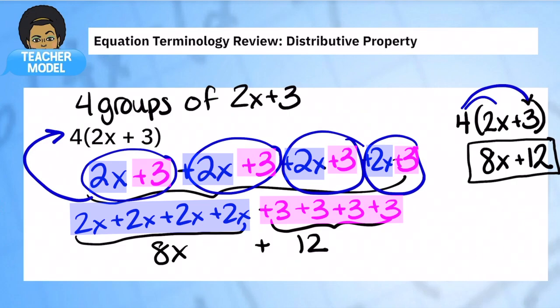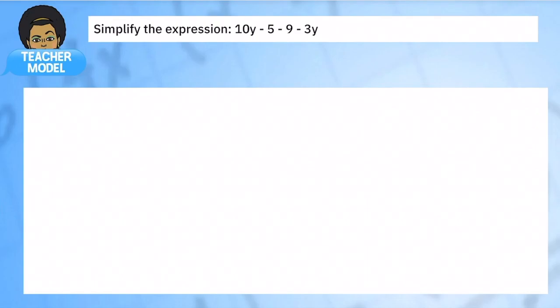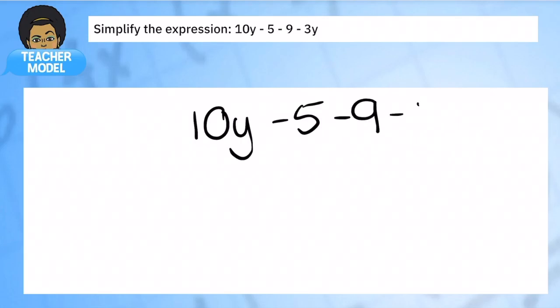And we'll run into our next model. So we're going to try simplifying this expression. Again, this is just nice practice. I have 4 terms, and negative signs. That's okay. But our first thing to remember is put things that are alike next to each other.